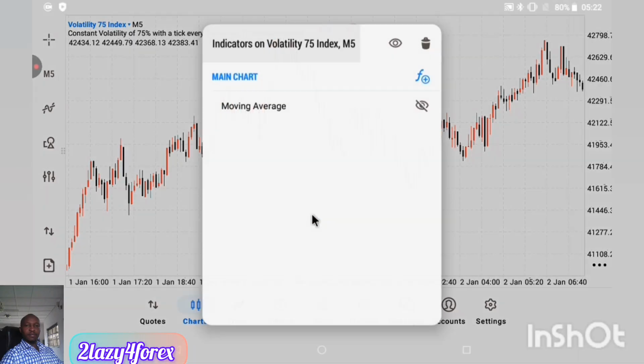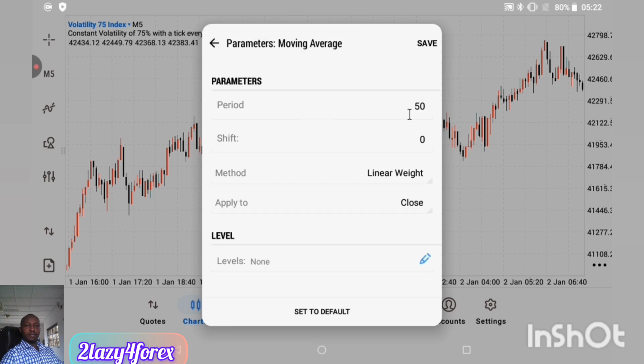So first, let's bring in our indicator, the moving average. These are the settings: 50 as period, shift 0, linear weighted, apply to close. This is my recommended setting.